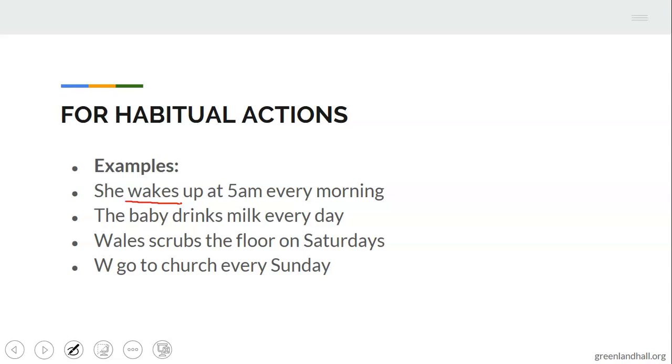Number 2 says the baby drinks milk every day. Drinks, that's what the child does every day. Then Wale scrubs the floor on Saturday. Now we have scrubs as a simple present tense there. Then we go to church every Sunday. Go.